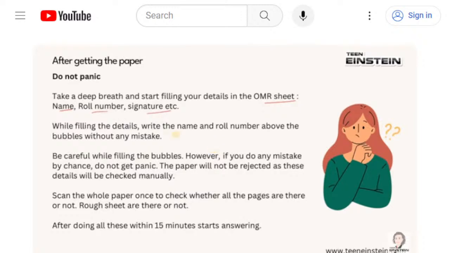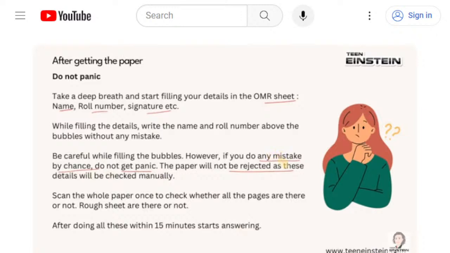okay, without any mistake. And while filling the bubbles you should be very, very careful so that you fill them without any mistake. However, by chance if you make any mistake, do not panic, because the paper is not going to be rejected as these details will be checked manually.